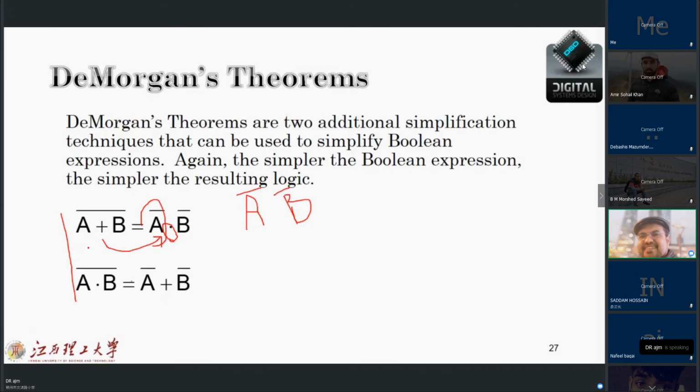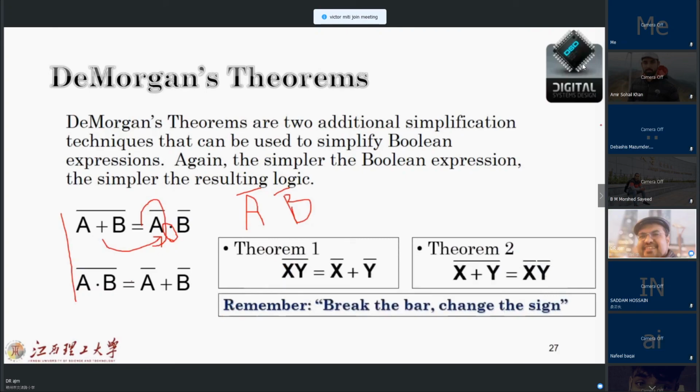These are two additional simplification techniques that can be used to simplify the Boolean expression. And again, the simpler the Boolean expression, the simpler the resulting logic will be by using the DeMorgan rules. Then don't forget: break the bar, change the sign. This is the same as the previous thing I told you. If I have X Y bar, I can break the bar, change the sign. Or if I have X plus Y bar, it can also be broken, break the bar, change the sign, as I show you here. These are the main things we should know.